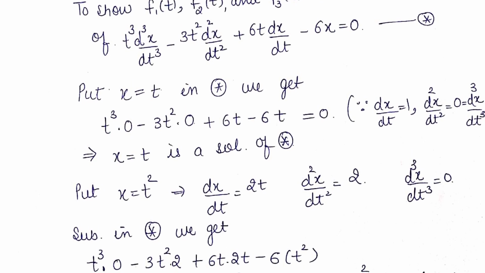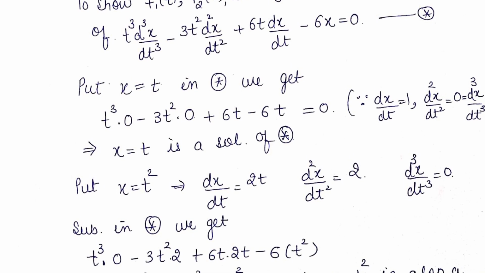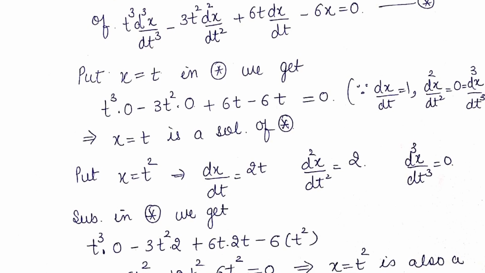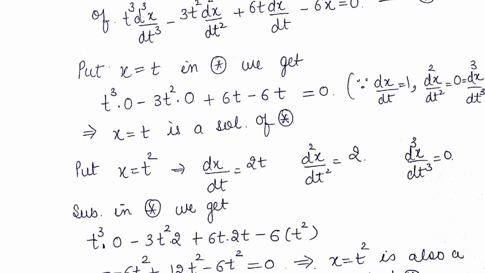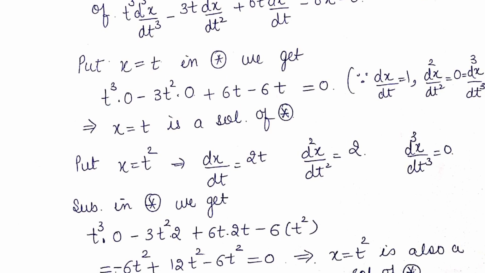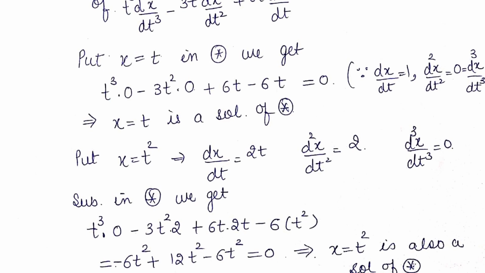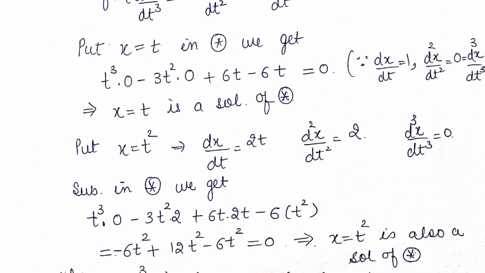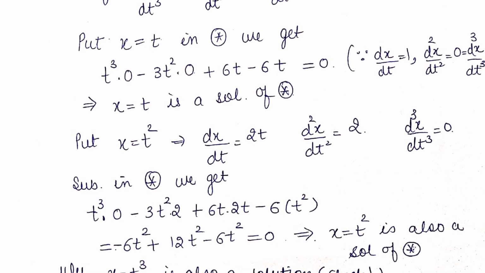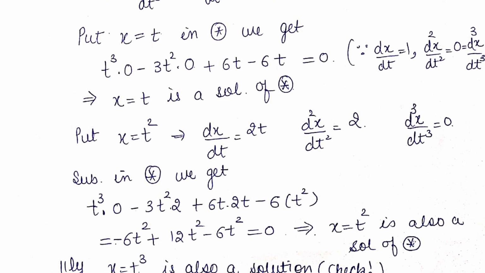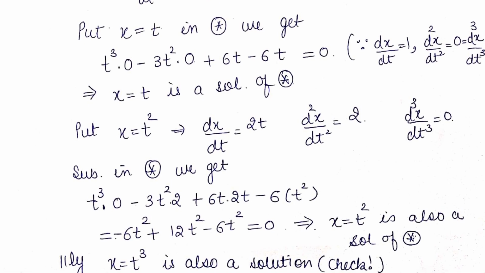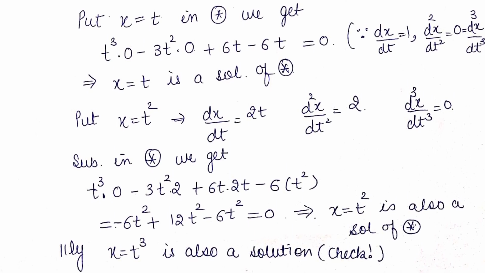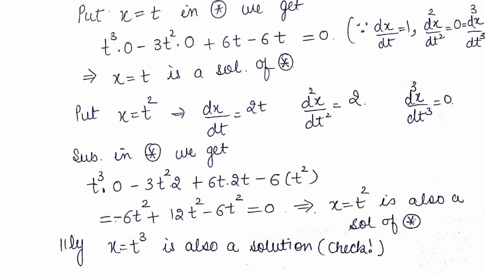So you can see that if you name these functions t, t square, t cube as f1(t), f2(t), f3(t) respectively, then f1(t) satisfies the equation star. That is, when you substitute x = t in star, then the equation star is satisfied. This implies that f1(t) is a solution of the given equation star. Similarly, you can show it for f2(t) and f3(t).